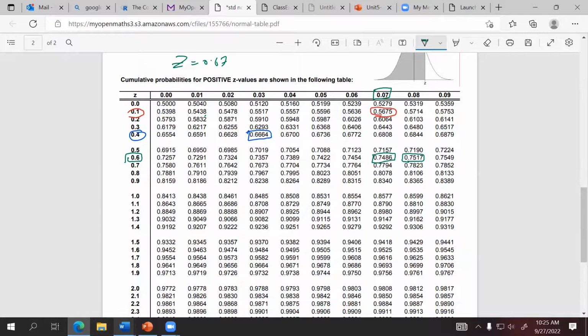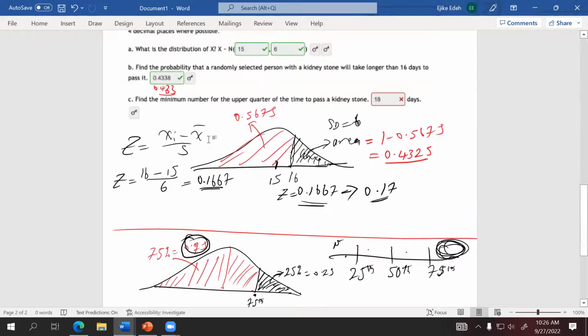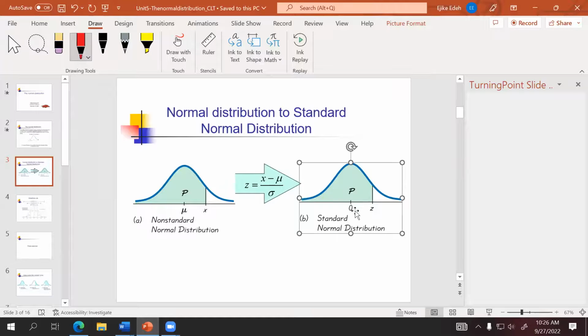Okay, so if we come back here on this question, the z value that matches the 75% is 0.67. That is the z value that is there. But the question is asking you for the minimum number of days, right? It's not asking you the question in the z space, it's asking you in the data space. So again, it's like switching from here. We just got that this is 0.67. So you want to convert it to the data equivalent, right?